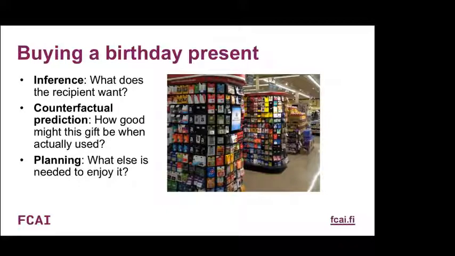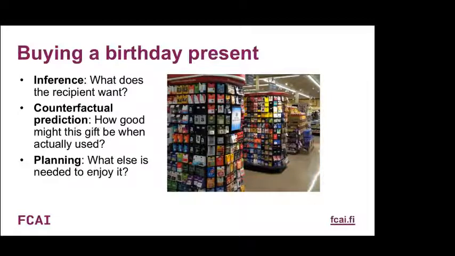So why am I making such an esoteric example? The reason is that you can think about this birthday present buying as an intervention. You're not only picking something, you're picking something that the other person is going to use. It's going to have an effect on that other person's life. So in order to design your gift like that, you need to engage in inference. What might that person want?